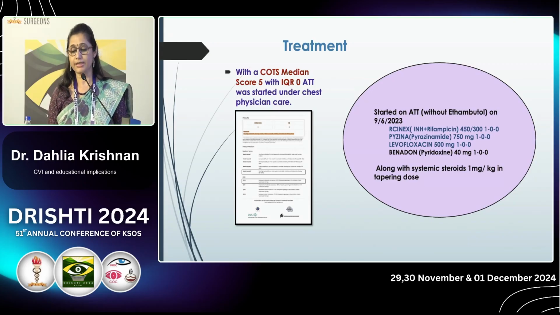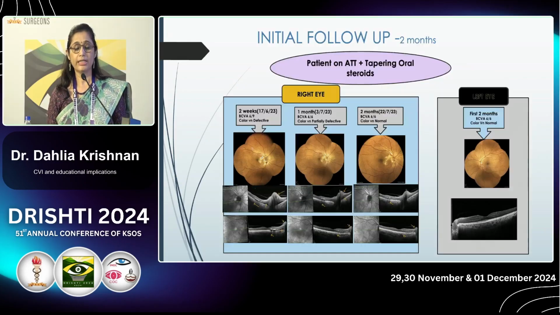Along with this, we gave systemic steroids at 1 milligram per kilogram in tapering dose. In the initial follow-up, after 2 months, her best corrected visual acuity and the color vision came back to normal. The optic disc edema was reducing, and the choroidal lesion also was resolving.